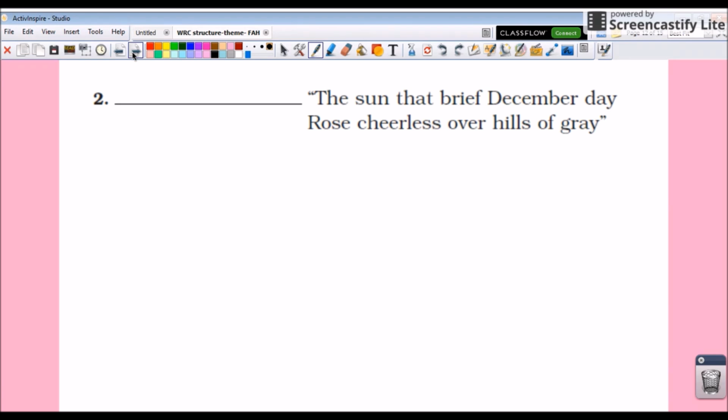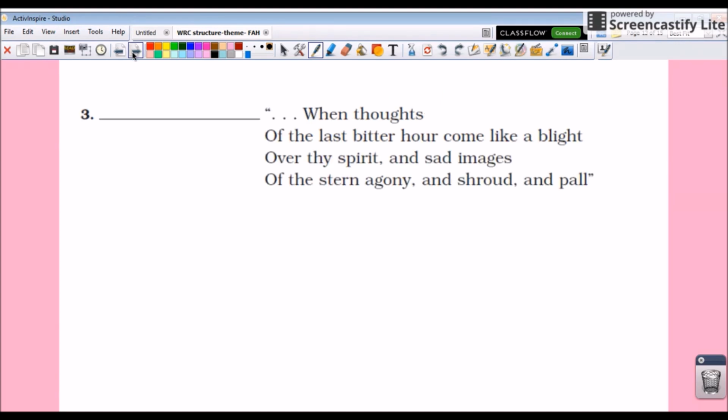Number two, the sun that brief December day rose cheerless over hills of gray. Number three, when thoughts of the last bitter hour come like a blight over thy spirit, and sad images of the stern agony and shroud and pall.